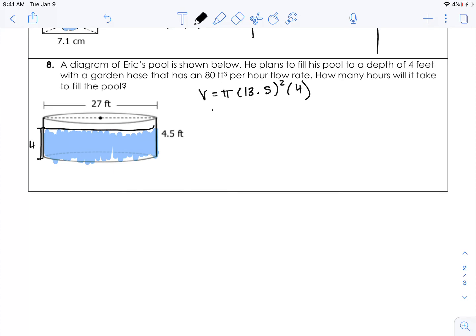Plug that in and you get about 2,290.22 feet cubed. Now we want to know how many hours it will take to fill the pool up. If the hose does 80 cubic feet per hour, I'm going to divide by 80 cubic feet per hour, and that will give us 28.63 hours to fill the pool up.